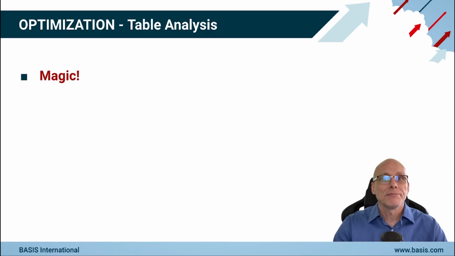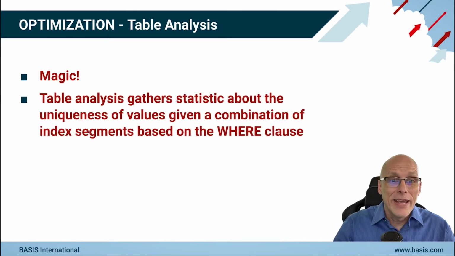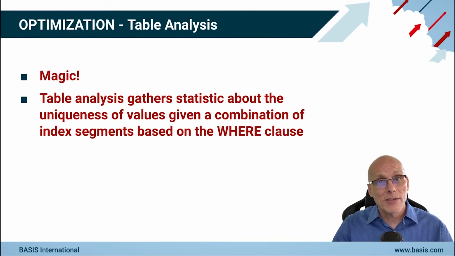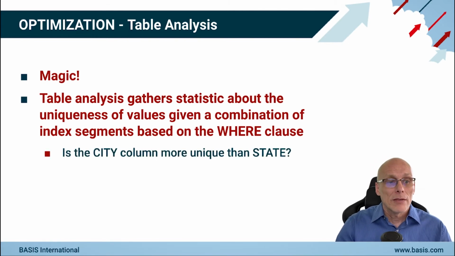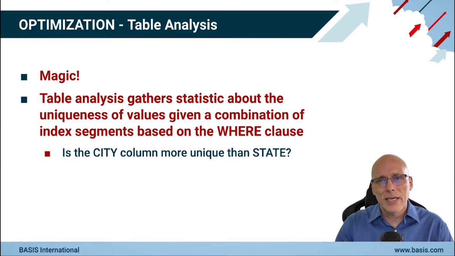It's magic. Well, no, actually, it's not magic. It's something called table analysis. And this gathers statistics about the uniqueness of values given a combination of index segments that are based on the where clause. So it tells us information like, is the city column more unique than state? Well, we probably know that, right? We know that, yeah, of course, city is more unique than state, but the SQL engine has no way of knowing that without having looked at every single record in the data file.